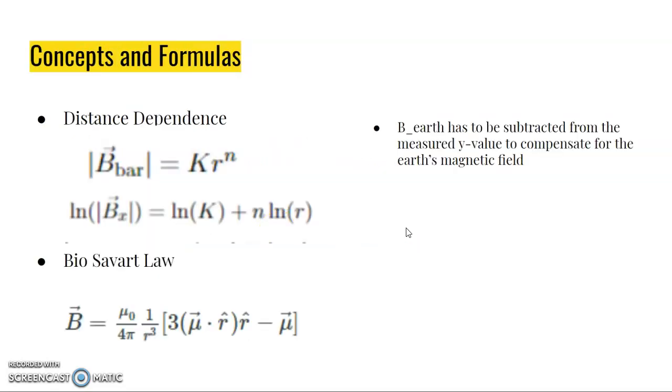So for some concepts and formulas, we need to take a look at two formulas, the distance dependence formula and the Biot-Savart law, as you can see here. We also have to take into account the magnetic field of the Earth, especially for our Y value.